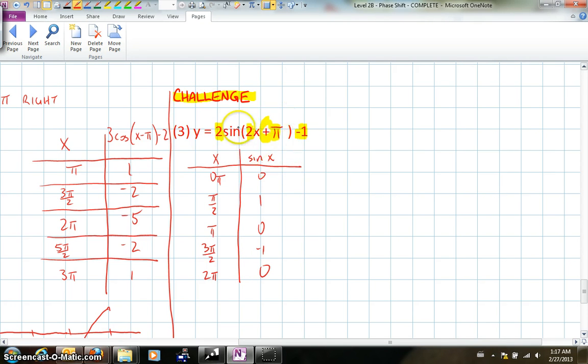Feeling good so far. Let's go ahead and take care of the y's. The y's are the easiest part to take care of. All of our y's are going to double because of that 2 out front. So there's a 2, there's a -2, and they're all going to move down 1.